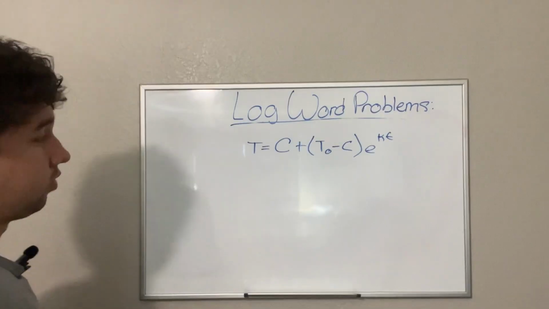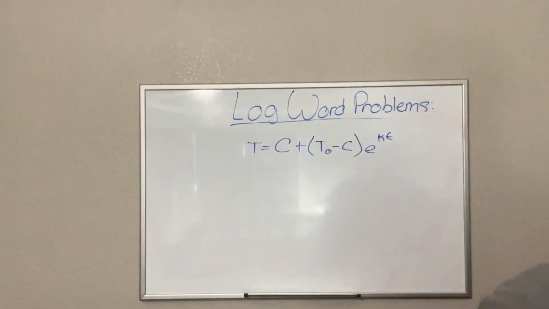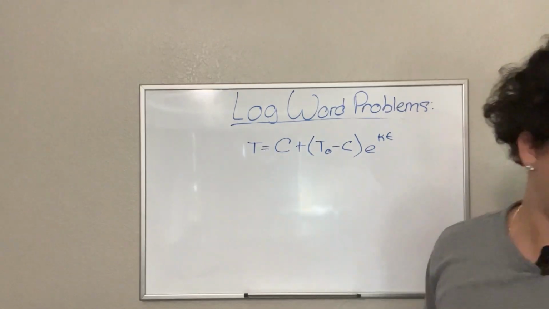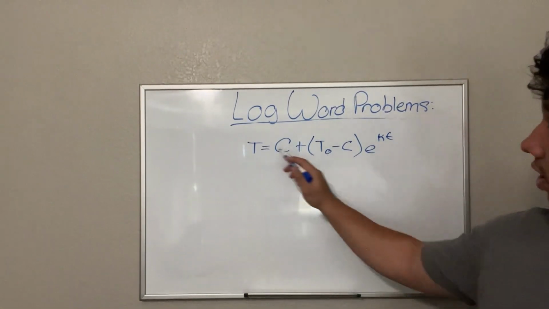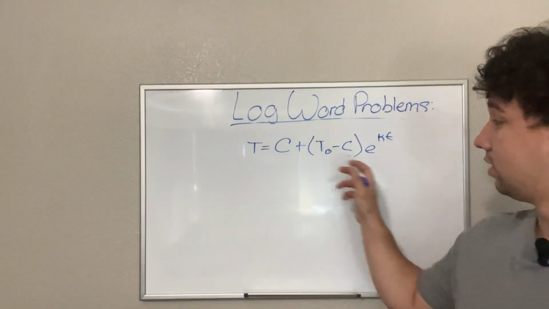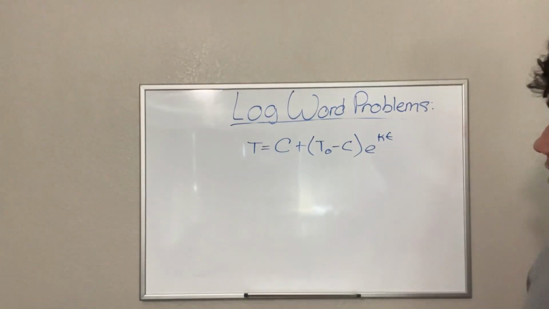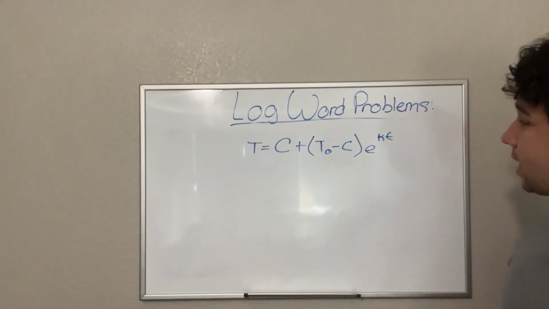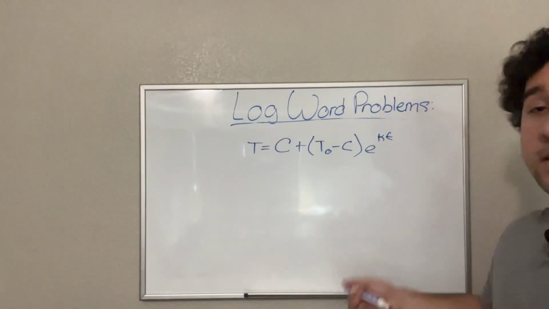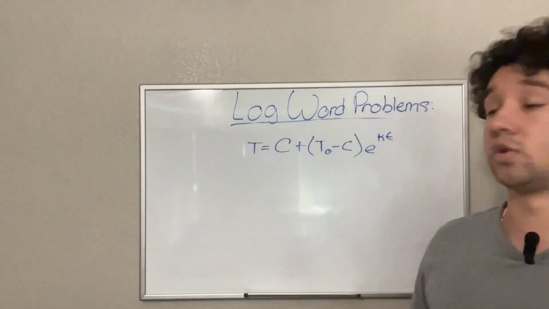All right, so what we have to do now is decipher what this all means again. Okay, so T in this case is equal to our temperature. C is our room temperature. T initial is our temperature originally. And then e to the kt power, t being our time, k being our growth rate. That's basically everything that we need to know about this equation.